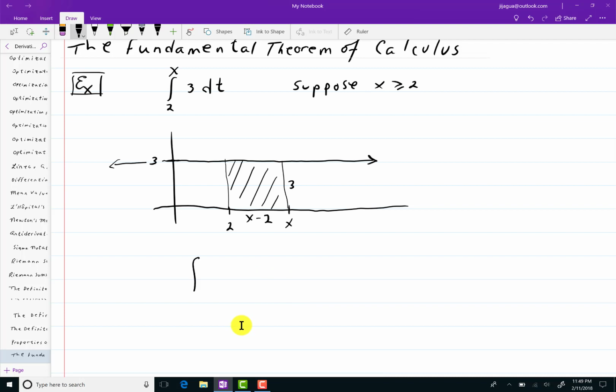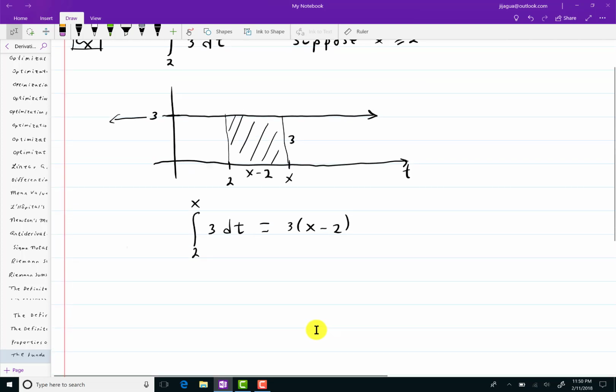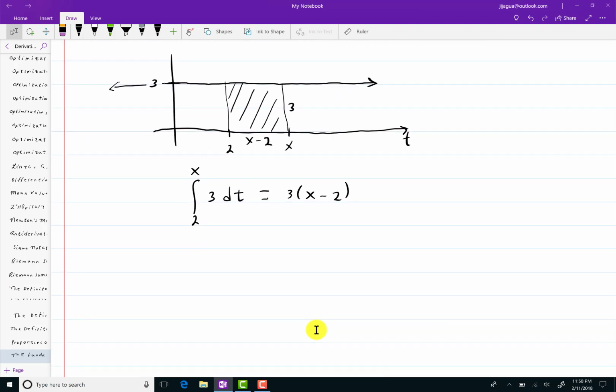So the integral from 2 to x of the number 3 dt. We use a t so that we don't confuse it with x. I probably should use a t for the x-axis, but x is just a number on there as far as t is concerned. So you can see that it is the base times the height, 3 times x minus 2. Or if you want, this equals 3x minus 6.